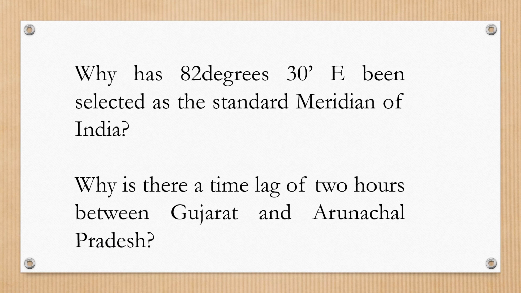Two more important questions for you. Why has 82 degrees 30 minutes east been selected as the standard meridian of India?